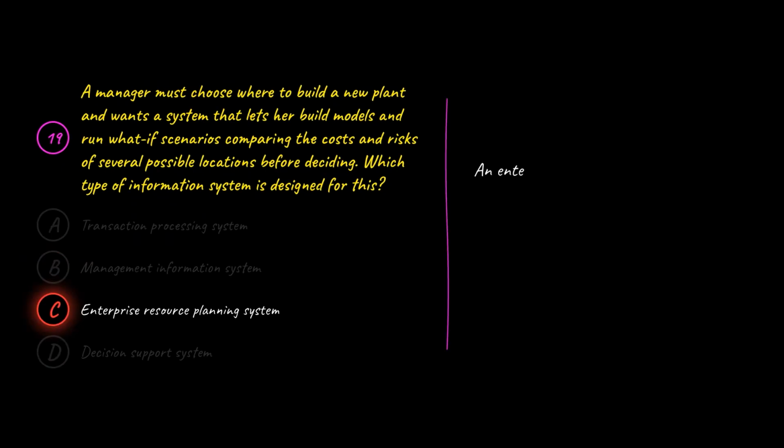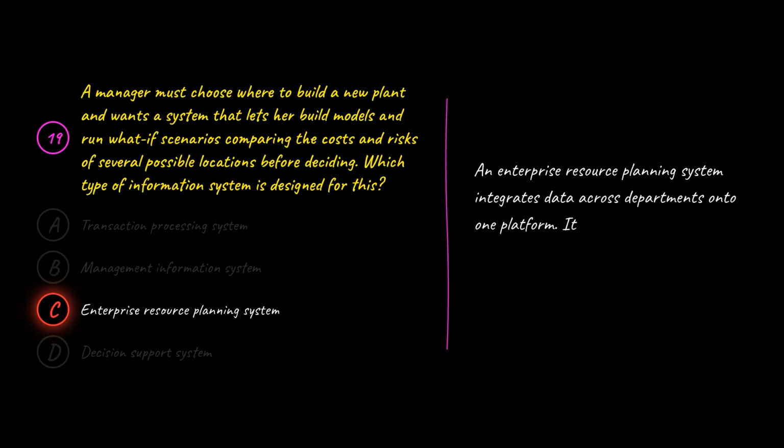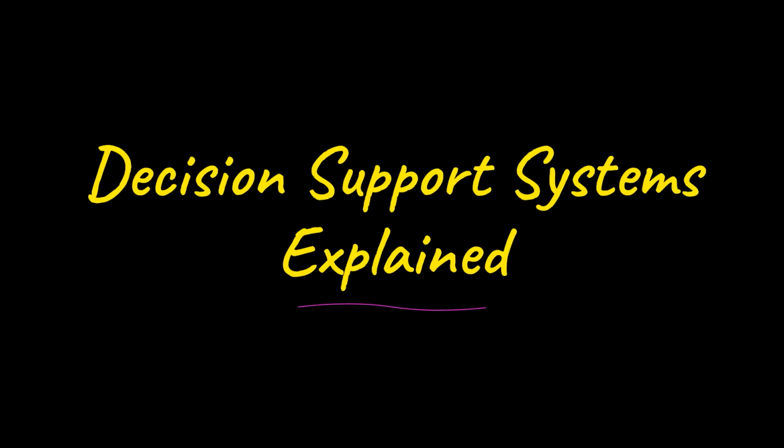C is wrong because an enterprise resource planning system integrates data across departments onto one platform. It unifies operations but is not specifically the modeling tool used to compare decision alternatives. A decision support system occupies a unique space among information systems. Its purpose is not to record events or print standard reports. It exists to help managers model choices and explore possible futures before committing to a course of action.